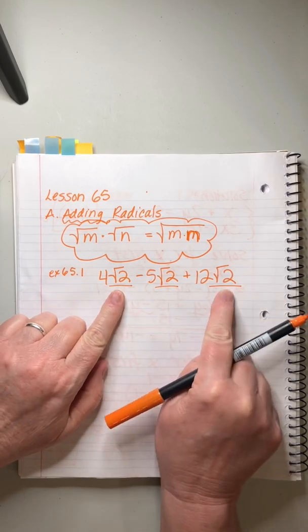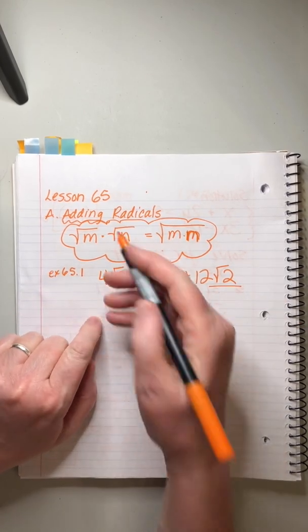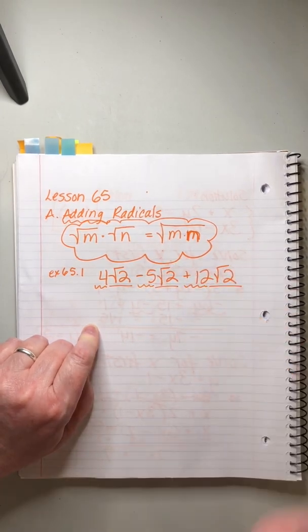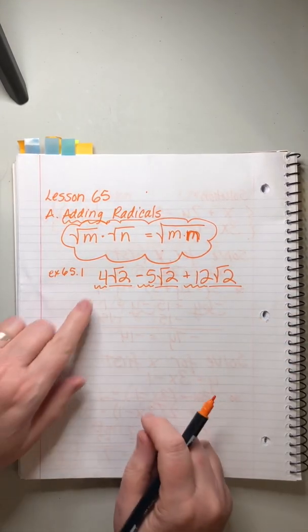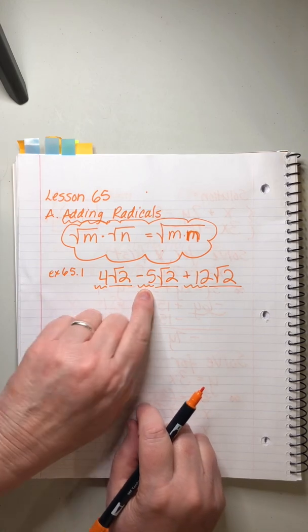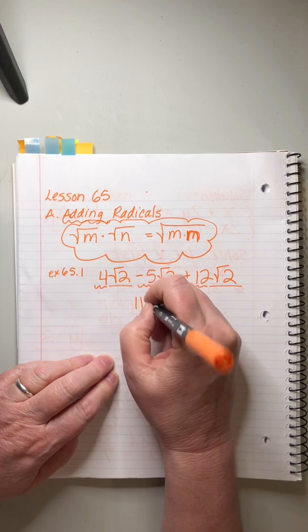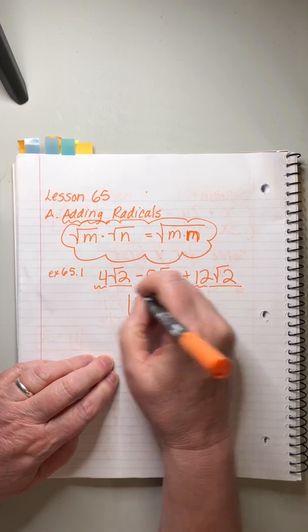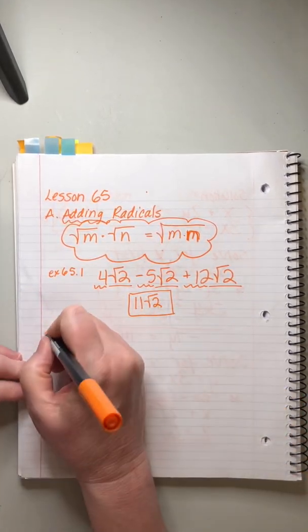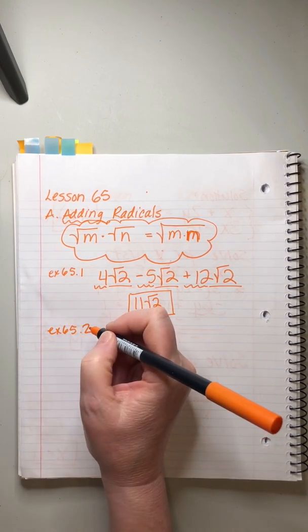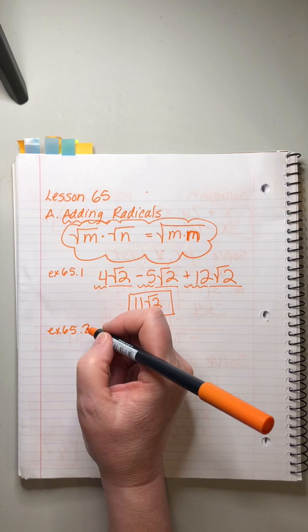So once we determine that all the radicals match, then we can just turn our attention to the coefficients and the signs in front of them and combine them. 4 minus 5 is -1, plus 12 is 11 times the square root of 2. That's the answer. Oh, that was an easy one, right? Let's try a harder one. We're going to do 4 of these, and then we're going to switch to another topic.